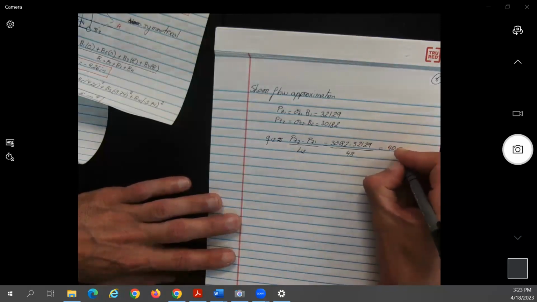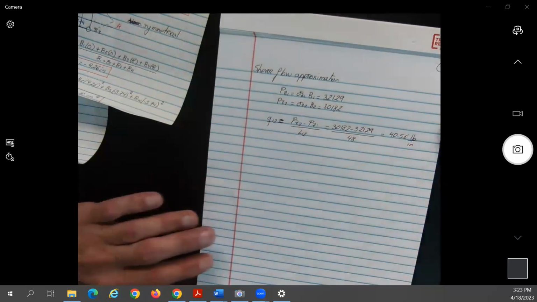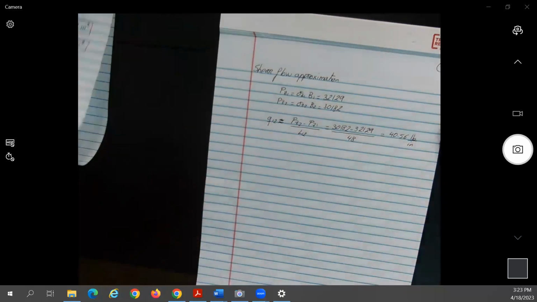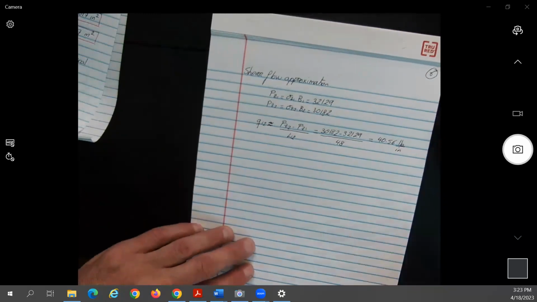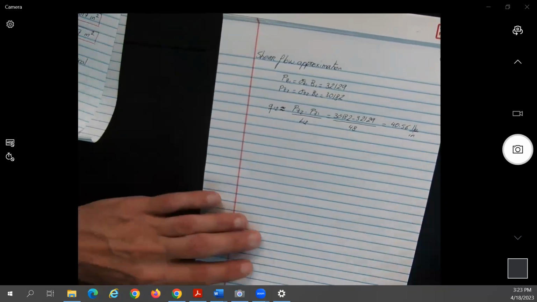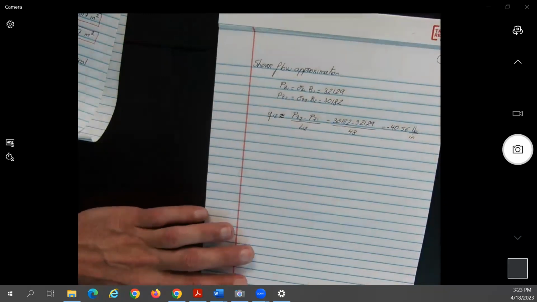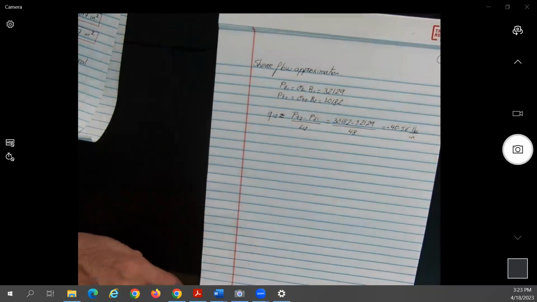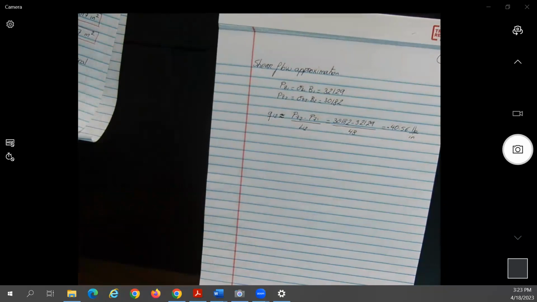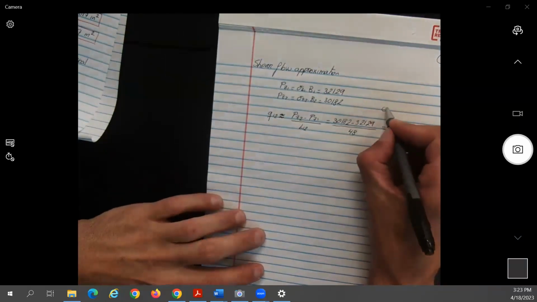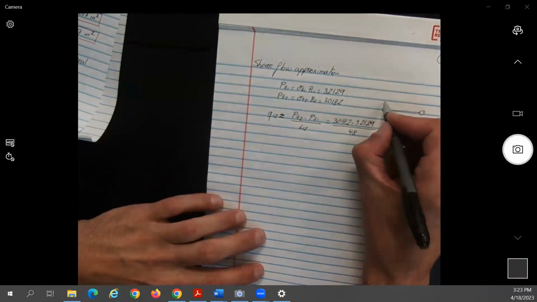By 6 lb per inch. Okay. So yeah, negative. We just mean that it's going in the opposite direction. So what was the assumed direction? Yeah, 1 to 2.